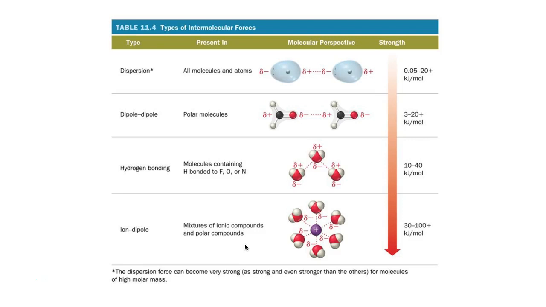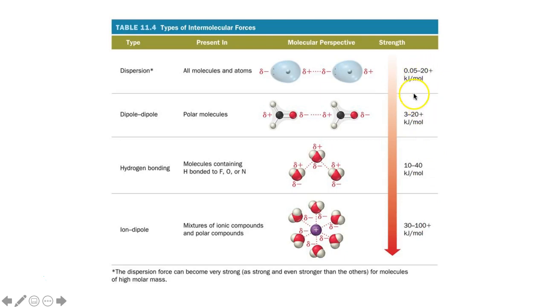Now, in summary, here are 4 different forces that we looked at in this video. You have dispersion forces, dipole-dipole, hydrogen bonding, and ion dipole. And you can see over here for strength, dispersion are the weakest, ion dipole are the strongest, and that bears it out with these values.